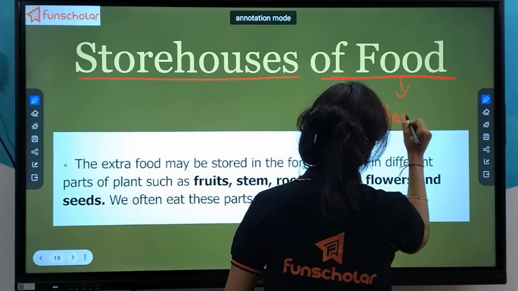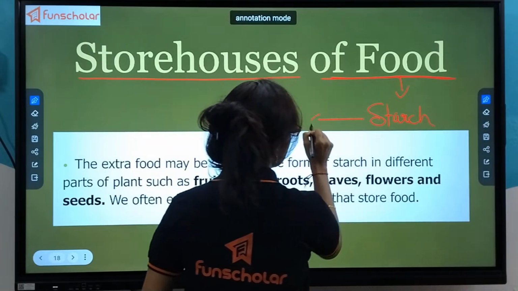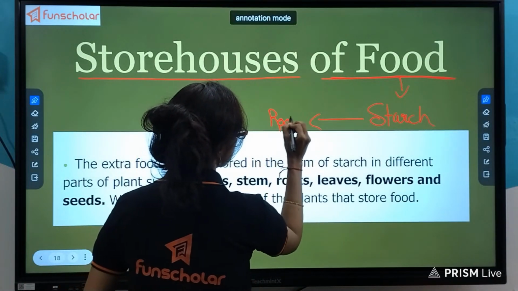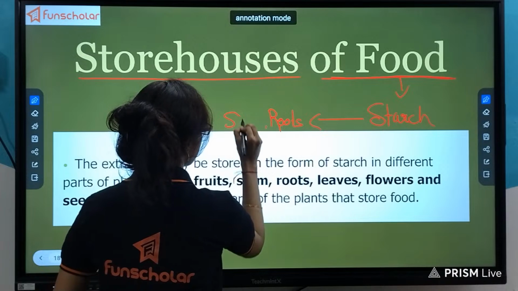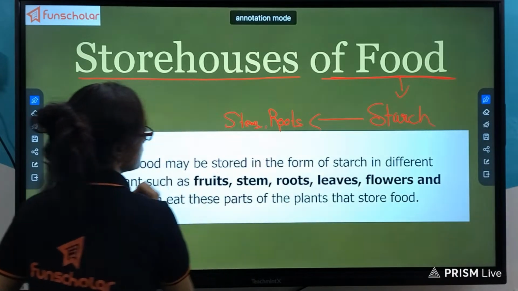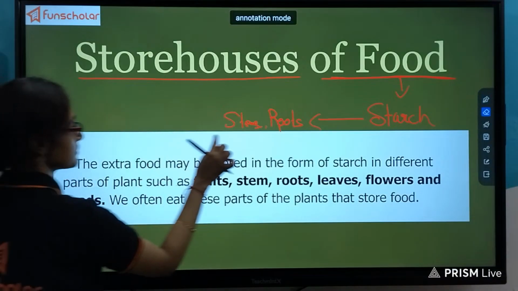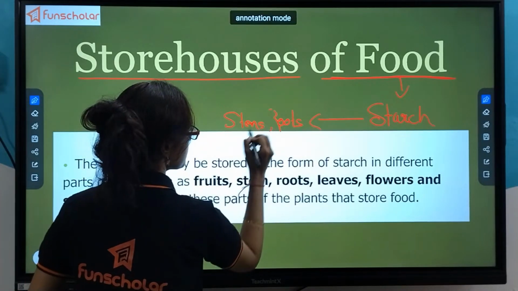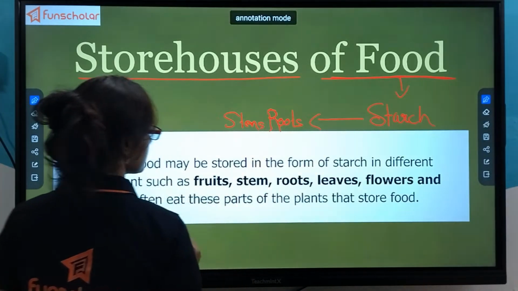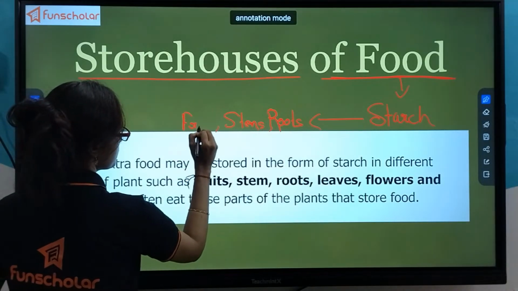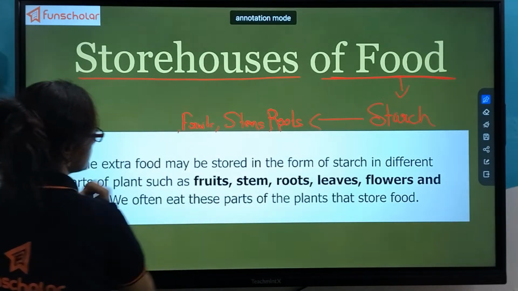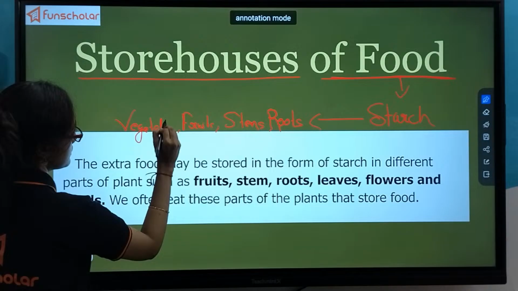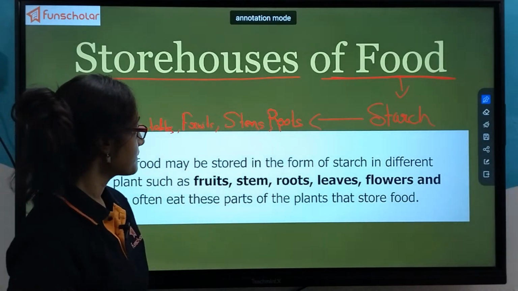starch, where? In different parts of the plant like roots, stem, then fruits, then vegetables, etc. Okay, now let's read.